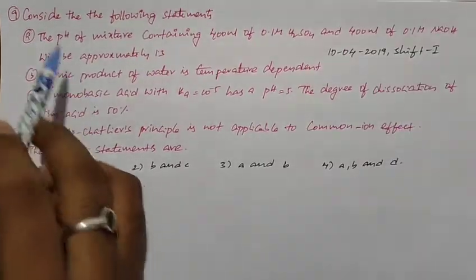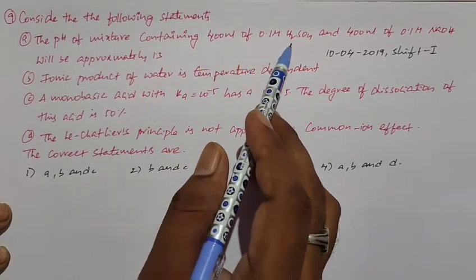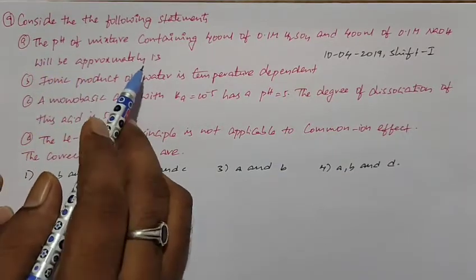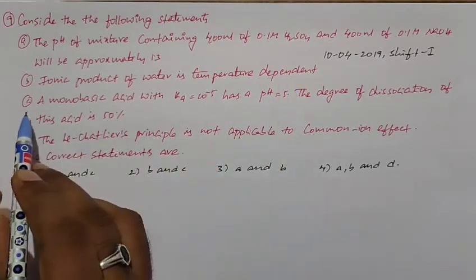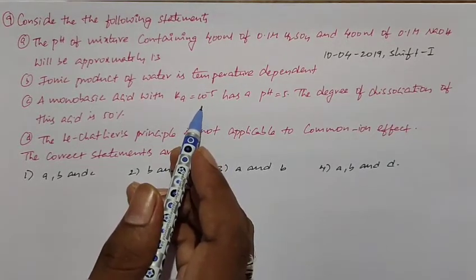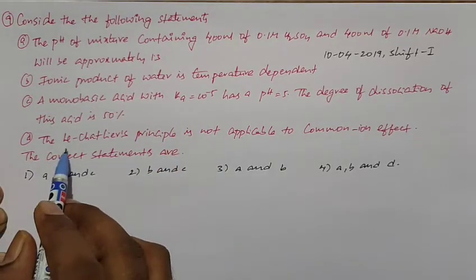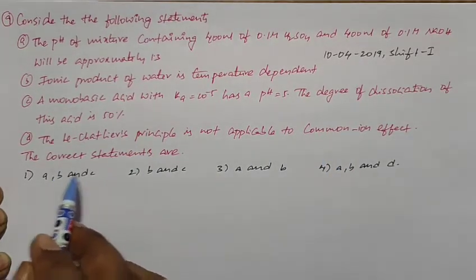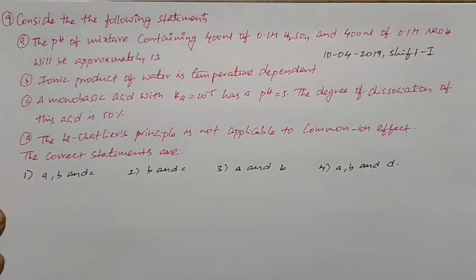That's it. Friends, this is the next question. Consider the following statements. A: the pH of a mixture containing 400 ml of 0.1 molar H2SO4 and 400 ml of 0.1 molar NaOH will be approximately 1.3. B: ionic product of water is temperature dependent. C: a monobasic acid with Ka equal to 10^-5 and pH equal to 5 has a degree of dissociation of 50%. D: the Le Chatelier principle is not applicable to the common ion effect. Find the correct statements. Here 4 statements are given and we are asked about the correct statements, so we need to check each one by one.